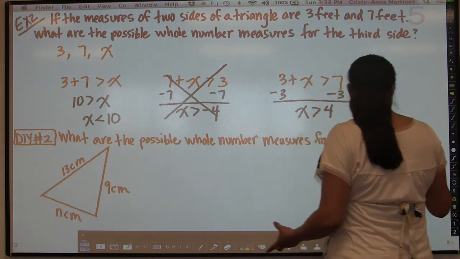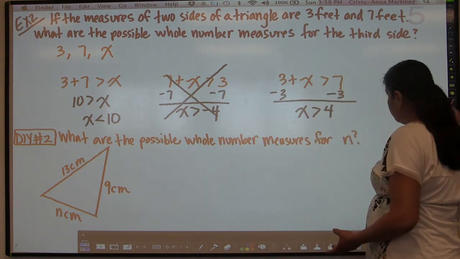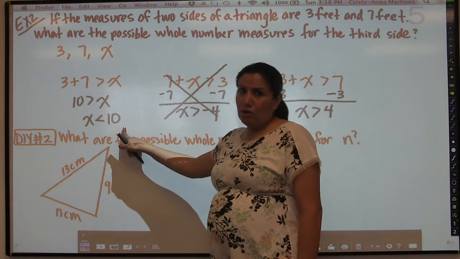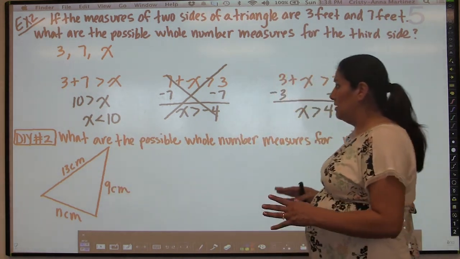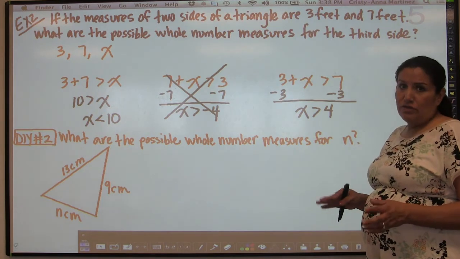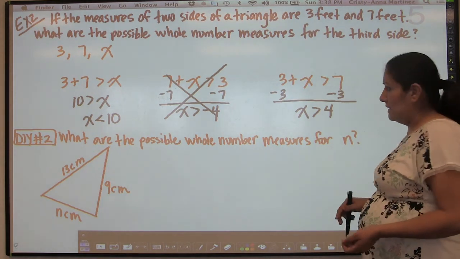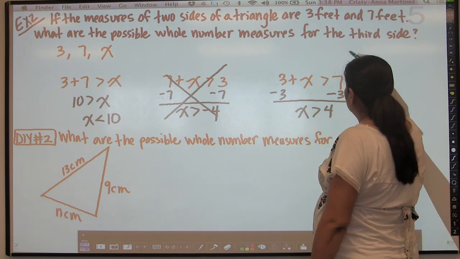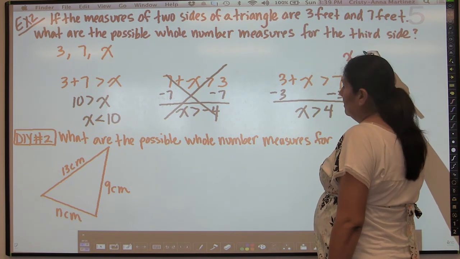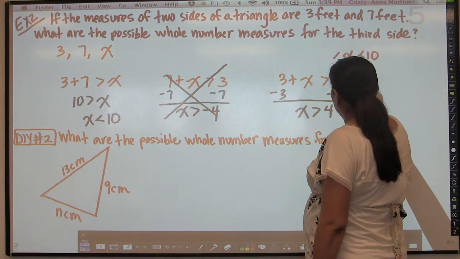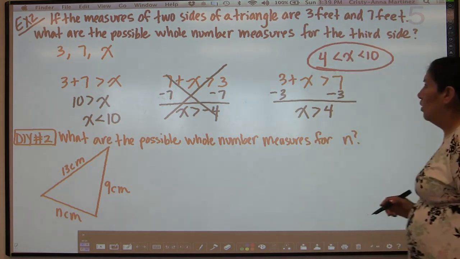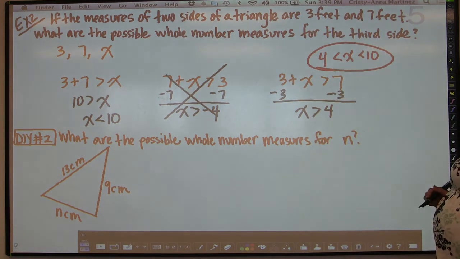So basically our range of values that we're looking for here is that x needs to be larger than 4, but at the same time smaller than 10. As long as you pick a number between 4 and 10 for the third side, then the triangle will exist. So our possible whole number measures are going to be that x is less than 10 but bigger than 4, and there's your possible whole number measures for the third side, somewhere between 4 and 10.